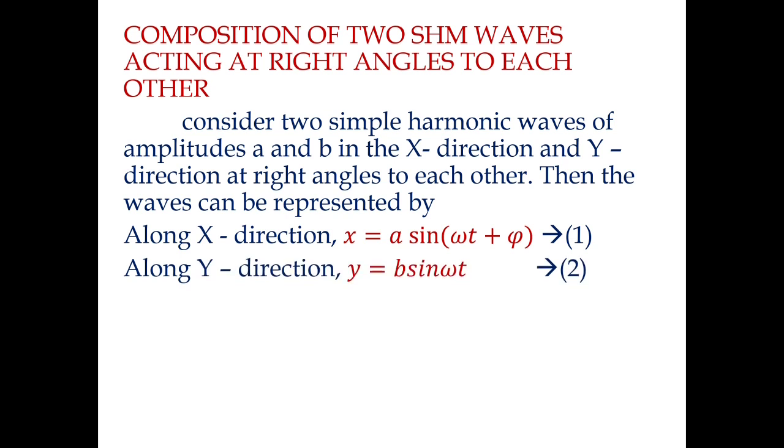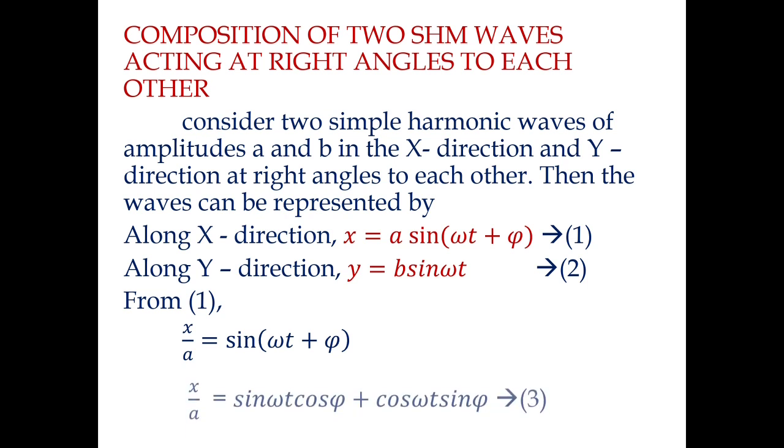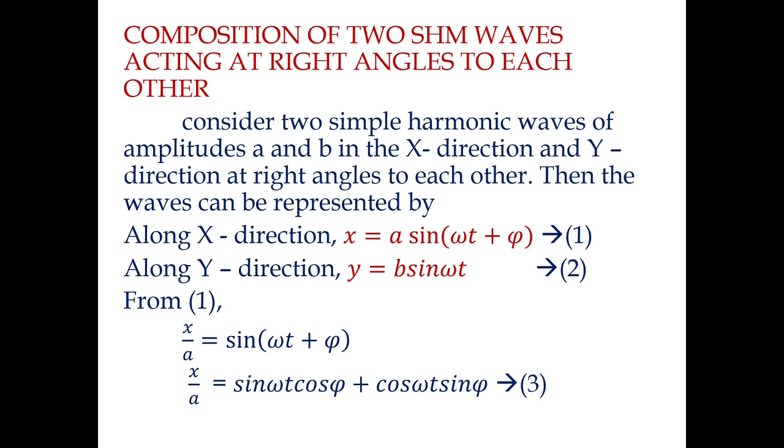So we can represent the wave equation for the one going along the x direction as x equal to A sine(omega t plus phi), and for the wave in the y direction it is y is equal to B sine omega t. A and B are the amplitudes of the waves and phi is the phase difference between the two waves.